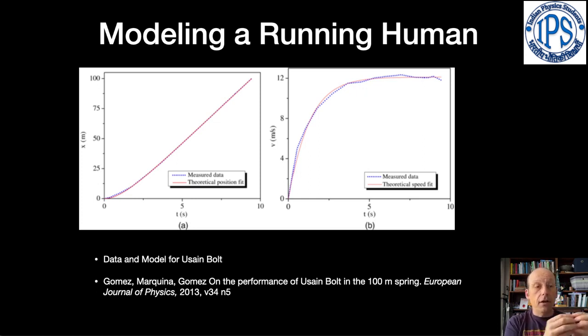This is actually data for Usain Bolt, who's very, very fast. We have over here a plot of position versus time, and I think it's easier to look at the velocity as a function of time. So a human starts running, they increase in speed, but they don't keep increasing in speed forever. They reach some constant speed, and then sometimes they even slow down depending on how far it is because they just get tired. And so the question is, how do we model this? How do we make a model of a human running? And that's what we're going to do.